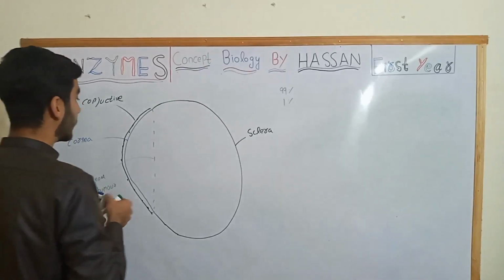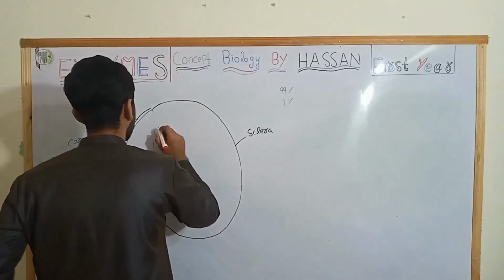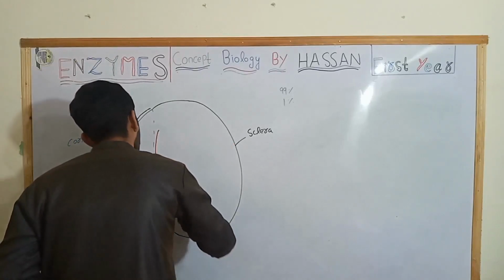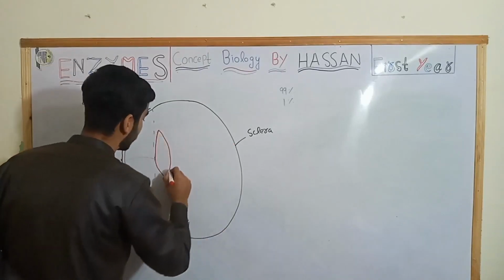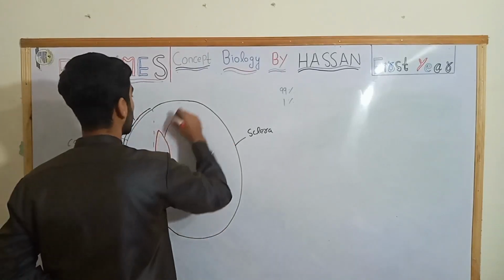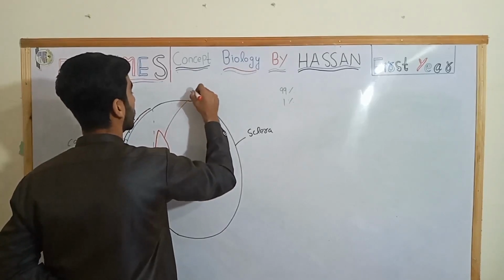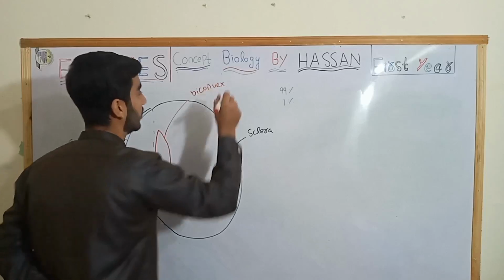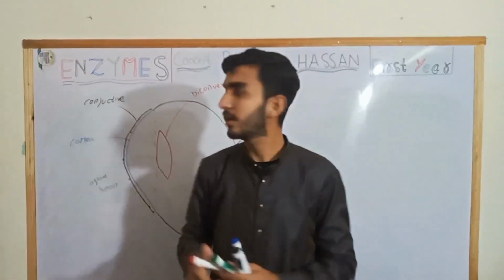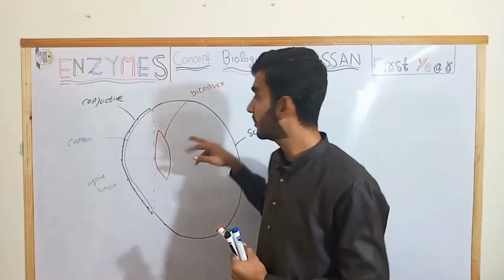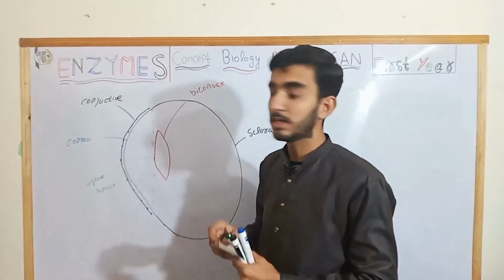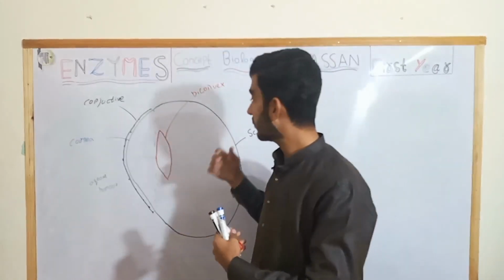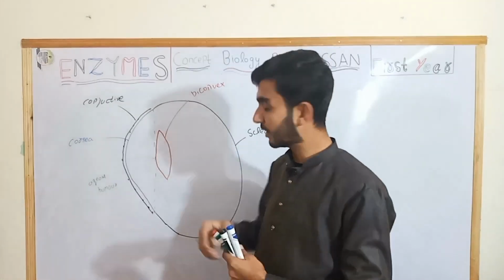And then a very important part of our eye is the lens. This is our biconvex lens. The word biconvex means that it is curved at both ends. That's why we call it biconvex. The biconvex lens is very important for our human eye.